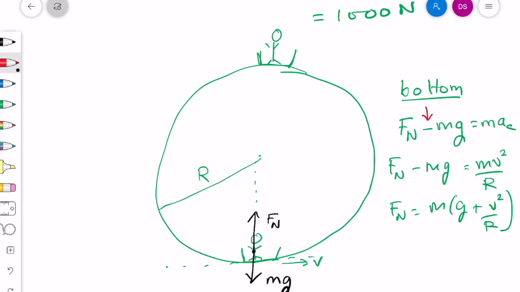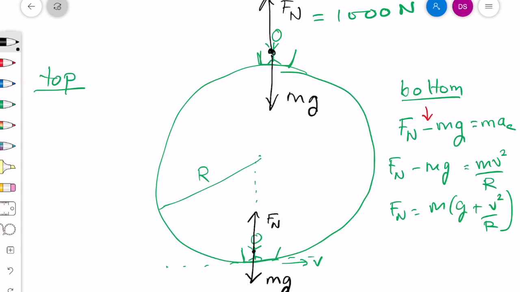Let's do the same thing at the top. And you can do this yourself. There's nothing new here. What are the forces acting on the person? The normal force is the force exerted by the seat. So that is going to be upwards again. And the weight of the person will be acting down. So not any different from before. Those are the forces.